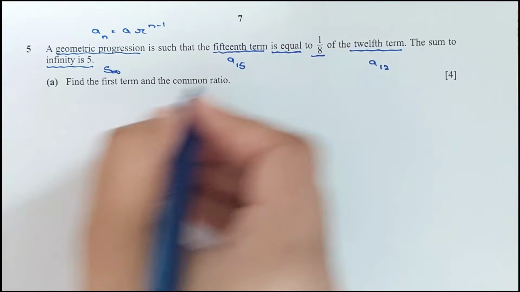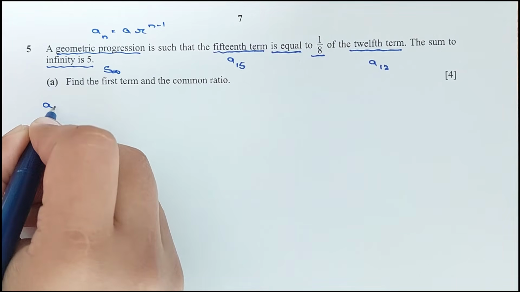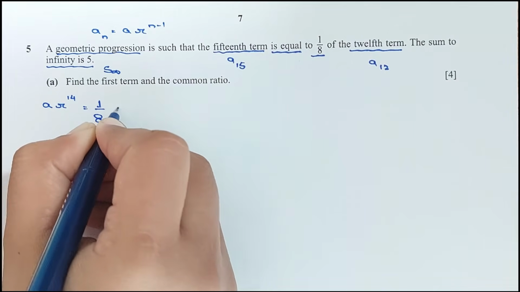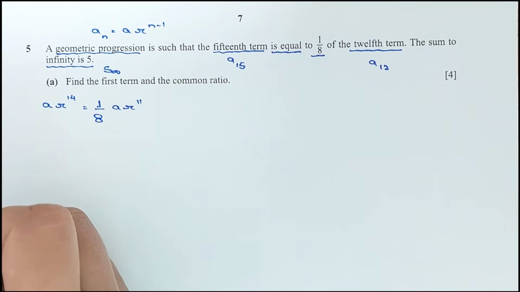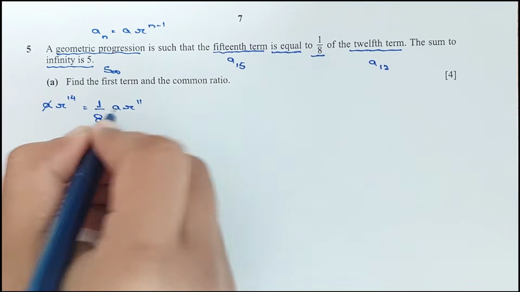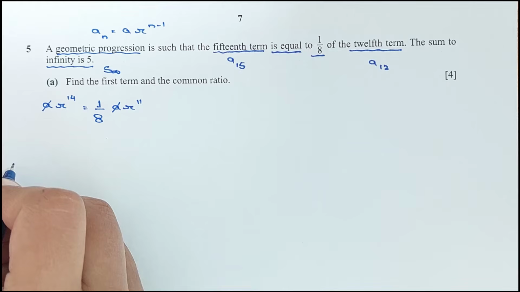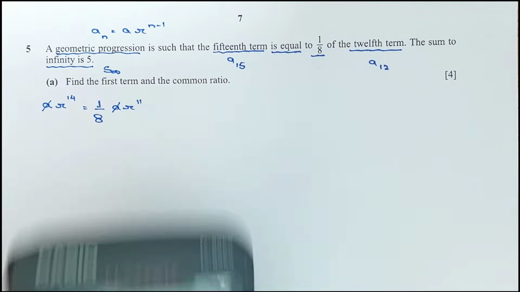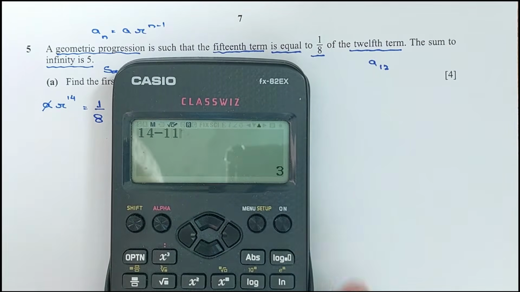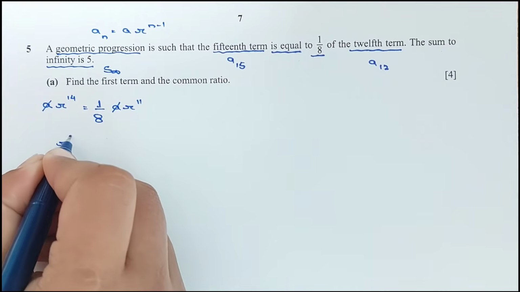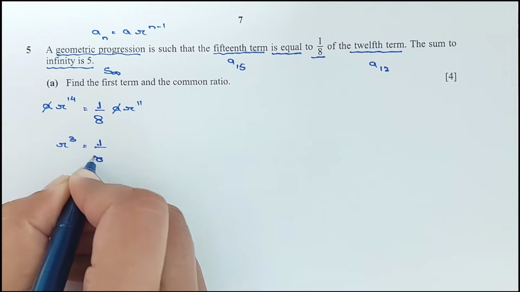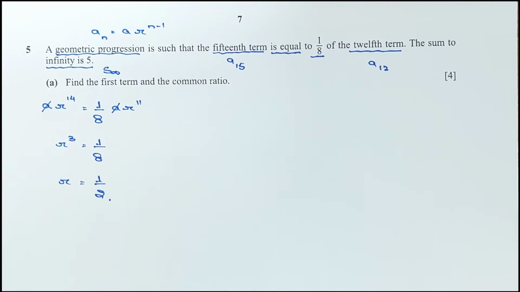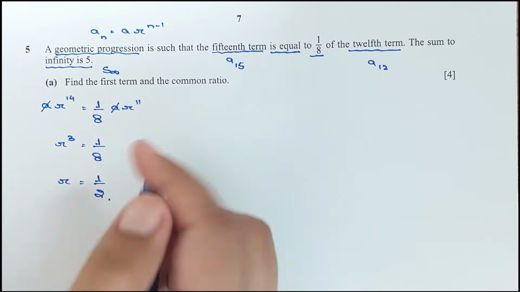If I use these conditions, what is a15? A15 is first term, r power 15 minus 1, which is 14. This is equal to 1 by 8 of the 12th term, a r power 11. Right, okay, so from here we can cancel a, and we can say that 14 and 11, so 14 minus 11 is 3. Yes, so r cube is 1 over 8, right? What is r? R is 1 by 2, because 8 is a cube of 2, right? So we got the value for r.